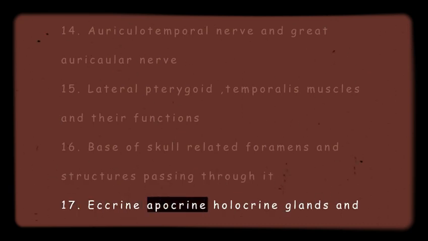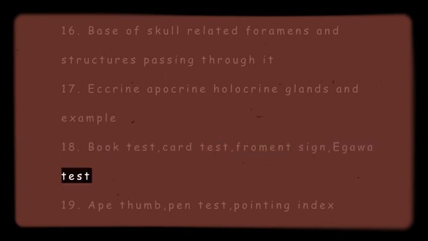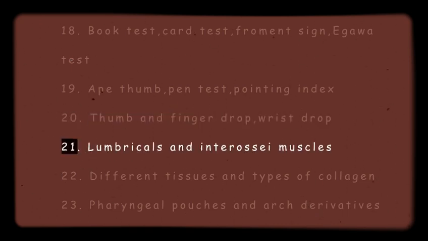17. Eccrine, apocrine, holocrine glands with an example. 18. Book test, card test, Froment sign test. 19. Thumb pen test, pointing index. 20. Thumb and finger drop, wrist drop. 21. Lumbricals and interossei muscles.